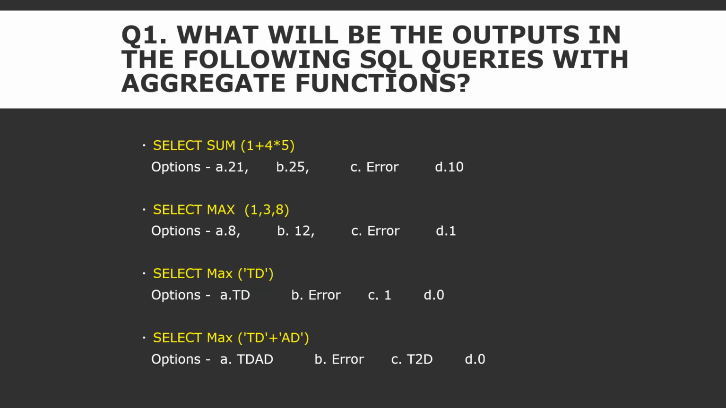Now look at some questions here. For example, what would be the output in the following series? Select sum would be doing the addition 1 plus 4 into 5. So whether it would be 21, 25 or it will error out, let's see. Then select max of 1 comma 2 comma 3, then max of a string value, what would be the output, whether it will be an error, and max of a concatenated string value td plus ad. Okay, so think about it and we'll see the output.